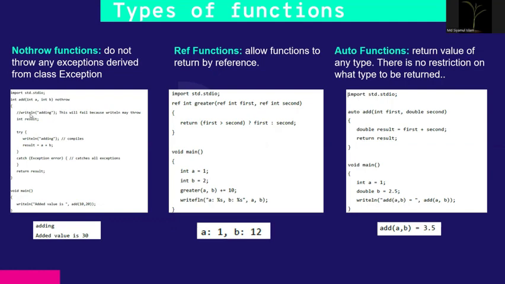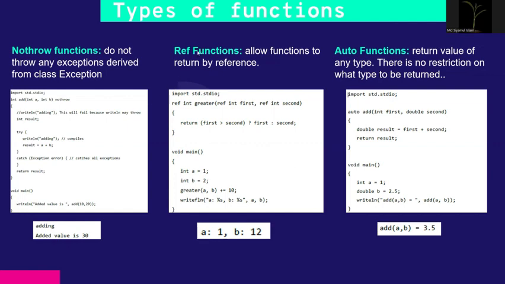If we go for this writeln adding, this will fail because writeln may throw. As this is a nothrow function, nothing will be thrown. No exception will be thrown here. Okay. So if we run this program, the output will be: the value is 30. The adding is coming from here, the try. After the added value, the result will be returned as the parameters are passed from here. So 10 plus 20, 30 will be returned from here.